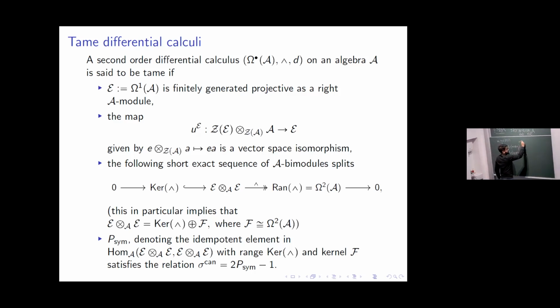It maps omega tensor eta, which is on the center, to eta tensor omega. Eta is still in the center, omega is still in the center. And of course, the spanning condition on the center is that, and then everything can be written like this. It's also a bimodule map. So in fact, it ignores the non-commutativity of the algebra, essentially.